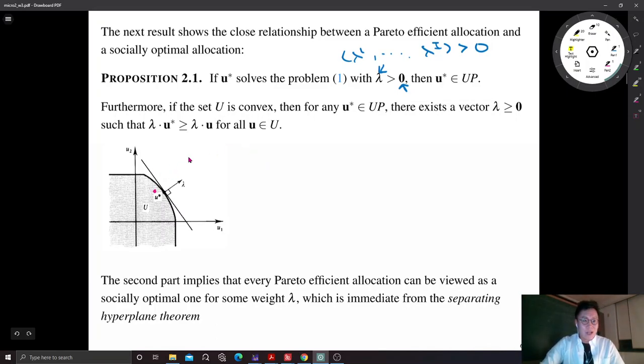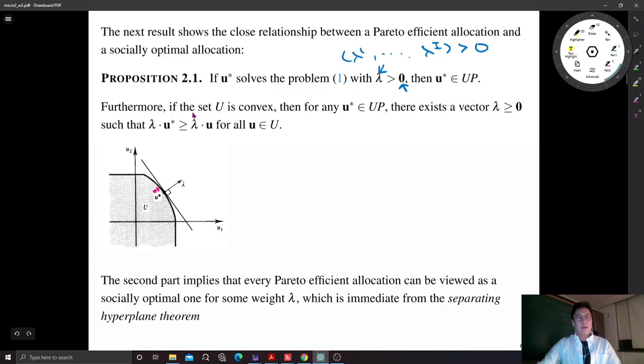Then we can easily increase the social welfare function because there is some room to the boundary, to the frontier. If we move in this direction, then we can increase the social welfare function. So if U star maximizes social welfare given this positive vector, then it should be on the frontier. This statement is very straightforward. There's nothing to prove. But the second statement is non-trivial.